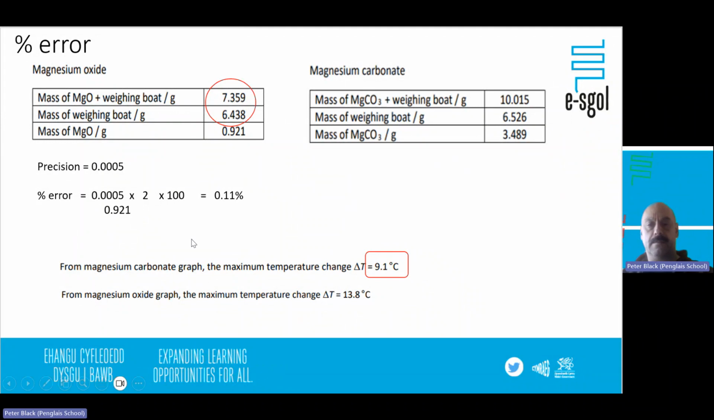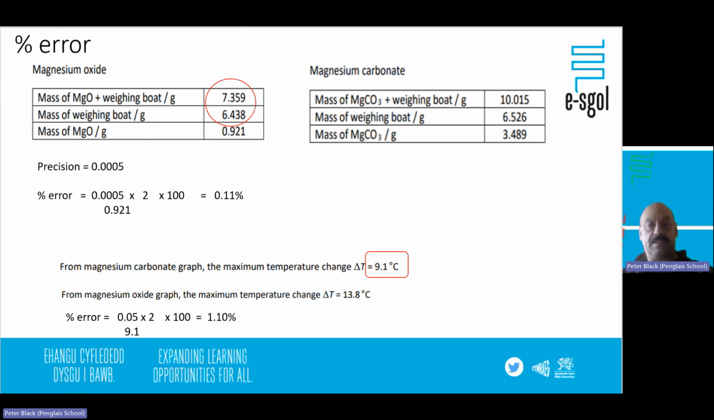Okay, and hopefully then you've done the following. Okay, so look at your precision. If we look at our temperature, we're measured to 0.1 of a degree. So I've done half of that as my precision. Okay, so I can read to 0.05. And I've times it by 2 because you have a start temperature and an end temperature. And then there's the actual temperature change. The smallest one that was measured was the 9.1, and that's giving me a 1.1% error.